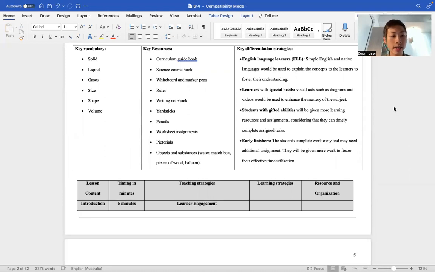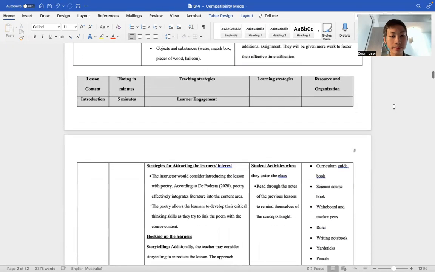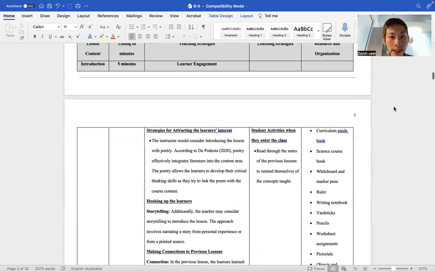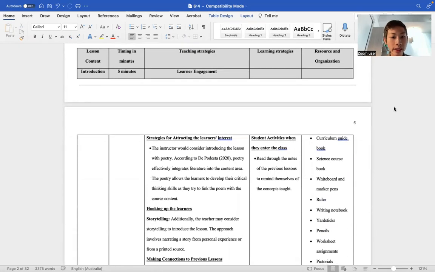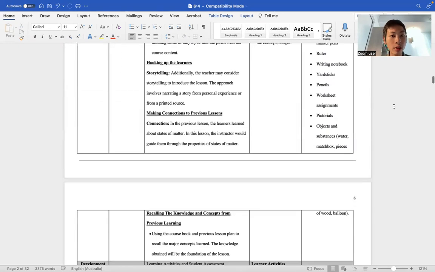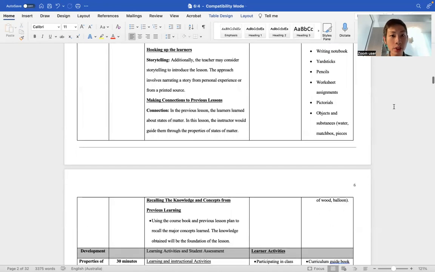So now I will take a look at the lesson sequence. According to D. Podesta 2020, poetry effectively integrates literature into the content area. The poetry allows the learners to develop their critical thinking skills as they try to link the poem with the course content. So I intend to introduce the lesson on solids, liquids, and gases with some poetry. Hooking the learners would involve using storytelling to introduce that lesson, but also making a connection to previous lessons, so guiding them regarding matter and previous learning in Year 7.